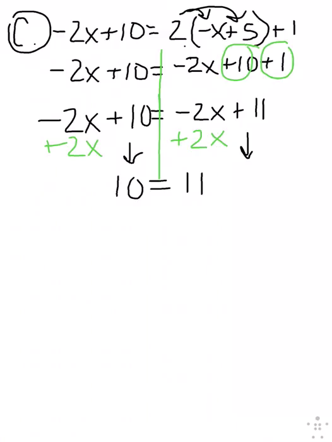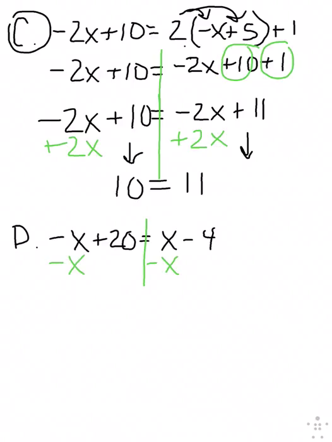But the problem did tell us to select all the correct answers, meaning there's more than one, so we have to keep solving. Letter D, negative x plus 20 equals x minus 4. We combine our like terms by doing the opposite. I do a minus x. Negative x minus x is a negative 2x. I bring down the 20 and the minus 4.